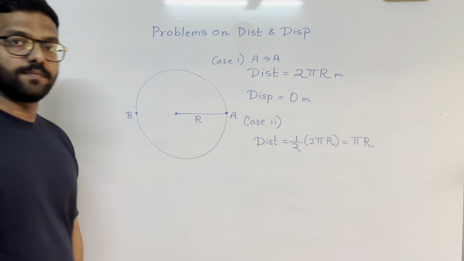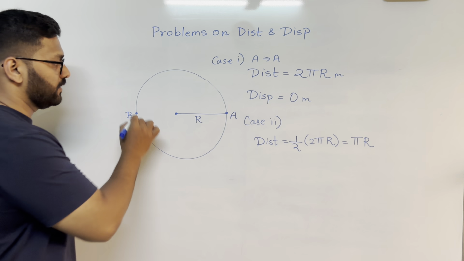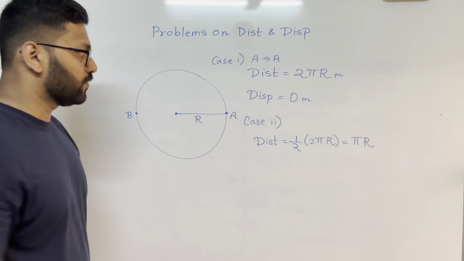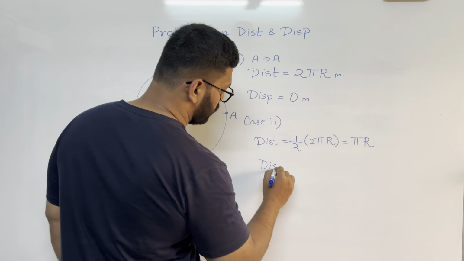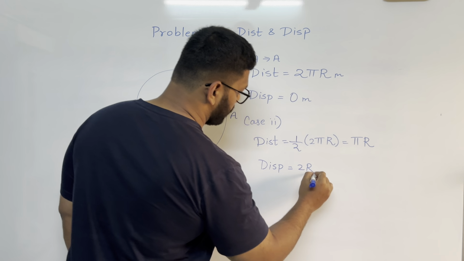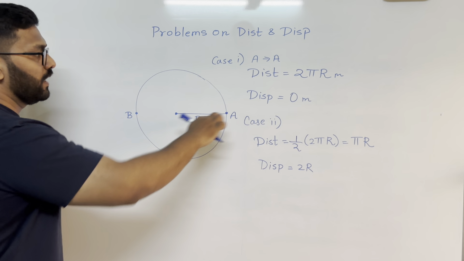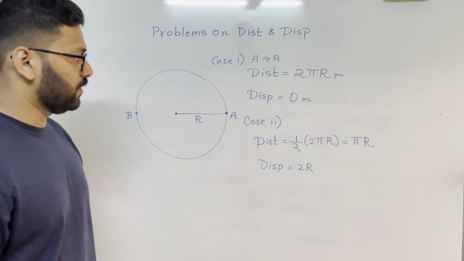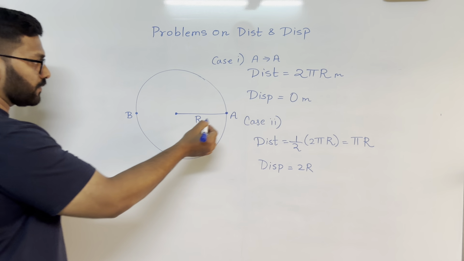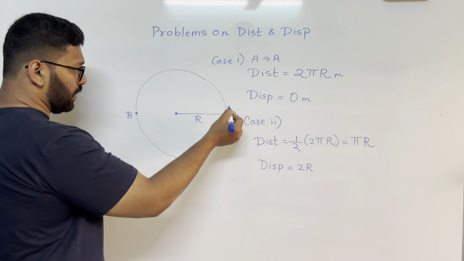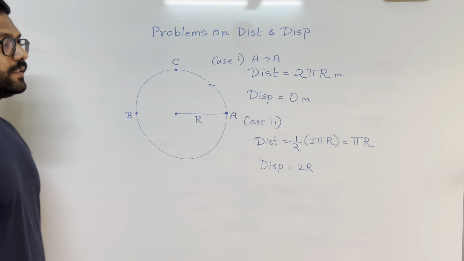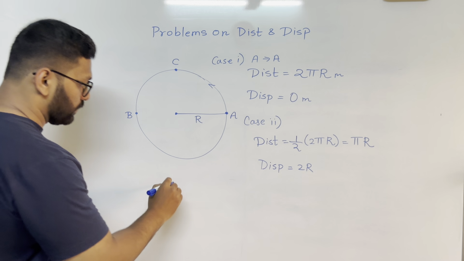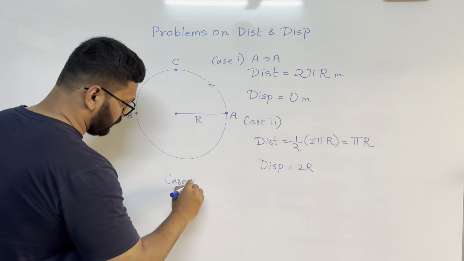And what will be the displacement? Between A and B, what is the shortest distance? This straight line. So this is going to be the displacement, which is equal to 2r. Why? Because the shortest distance is the straight line, which has the length of 2r. Now let's say the person goes from point A to point C like this, along this path. Then what will be the distance? They may ask like this. So this is your case 3.